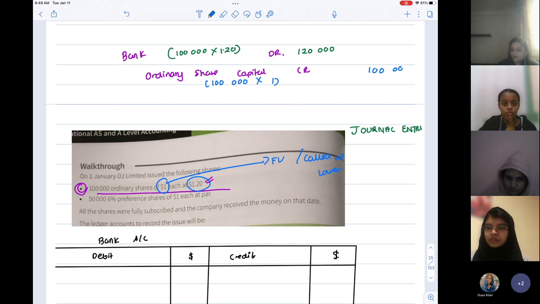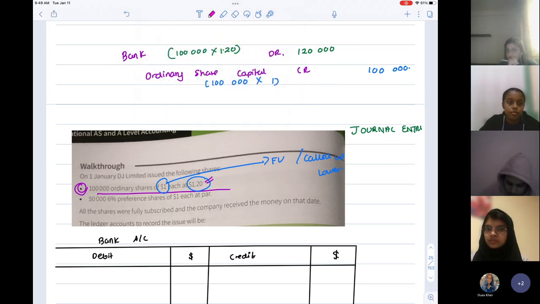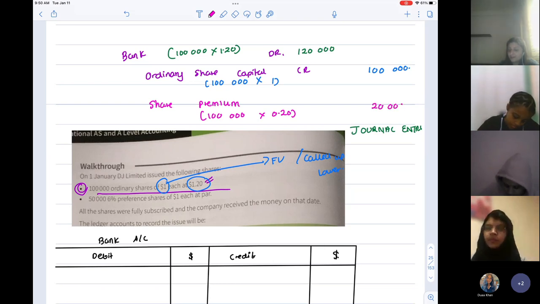What about the extra 20,000 that you've received? Share premium. So anything that you receive over and above the face value is credited to a separate account, which is a capital reserve, and the name of that account is share premium.